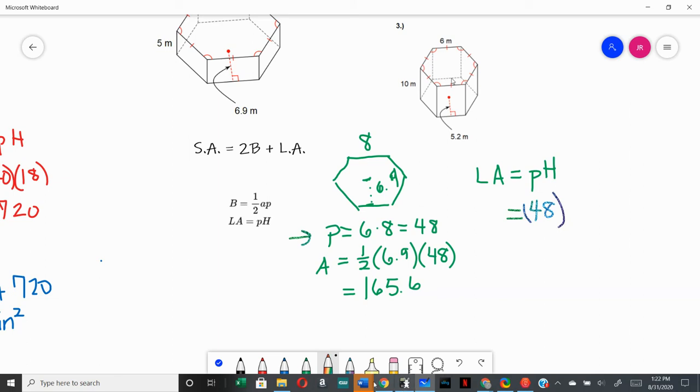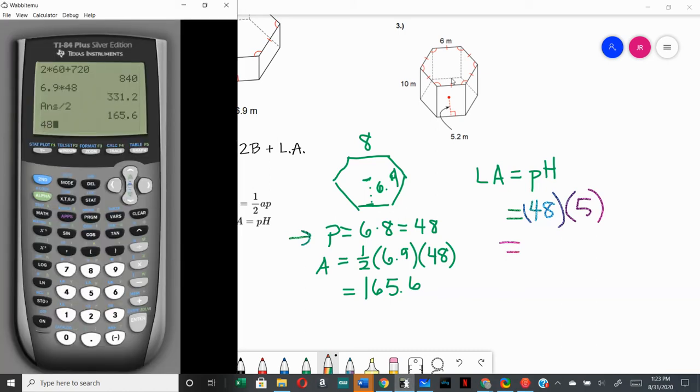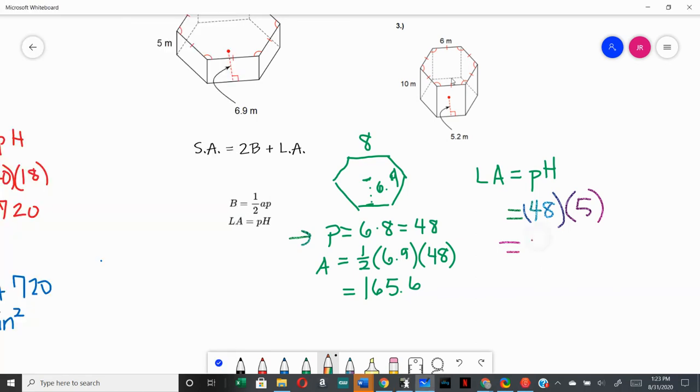Well, what's the height? Well, the height can't be one of these numbers, so the only number left in my figure is 5. So the lateral area, put on my calculator, 48 times 5 is 240. So now I just need to find my total surface area.